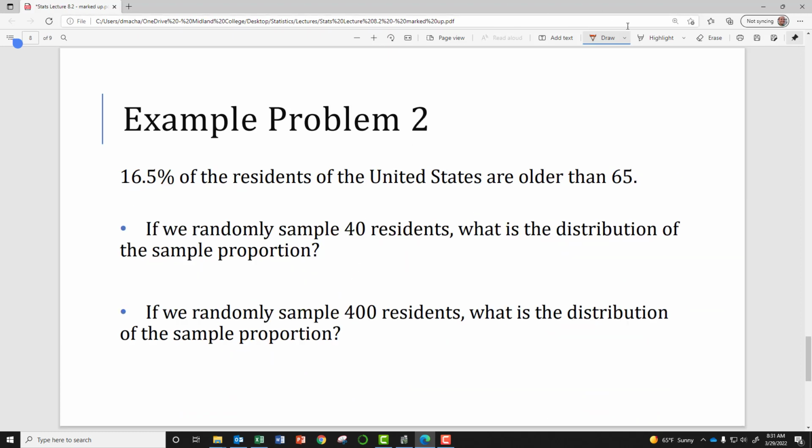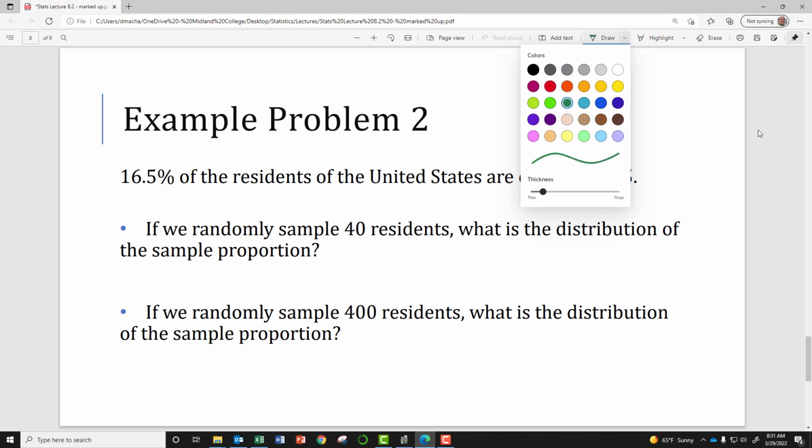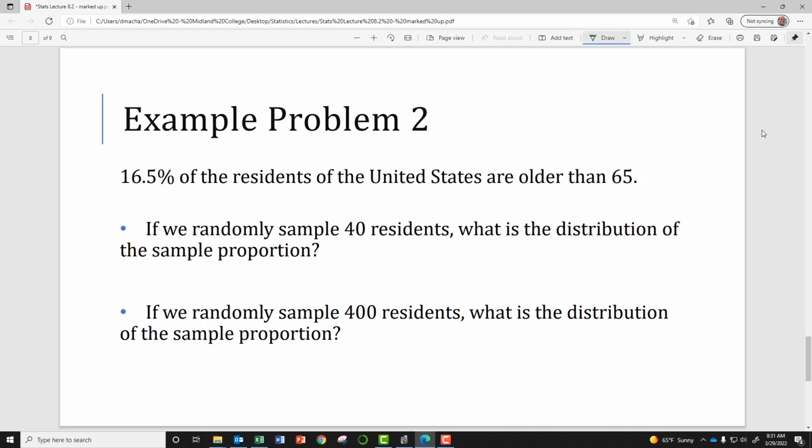Here's another example problem, just in case you need to see one more time. This says 16.5% of the residents in the United States are older than 65. So we might say that the population proportion would be 0.165, 16.5%. If we were to randomly sample 40 residents, so n is equal to 40, what would be the distribution of the sample proportion?